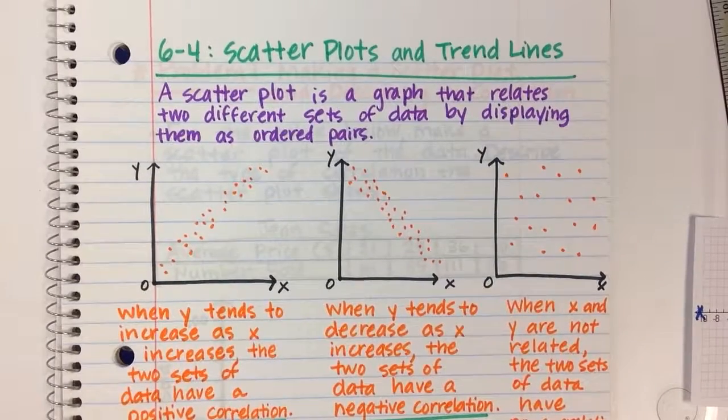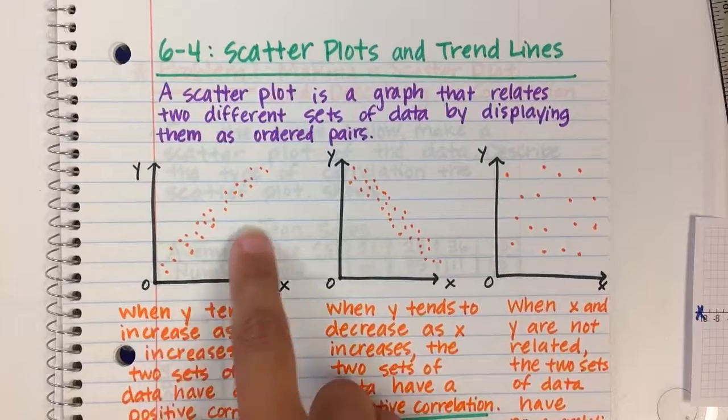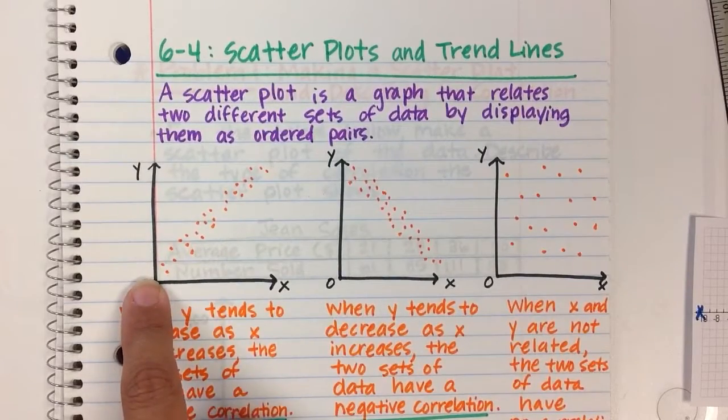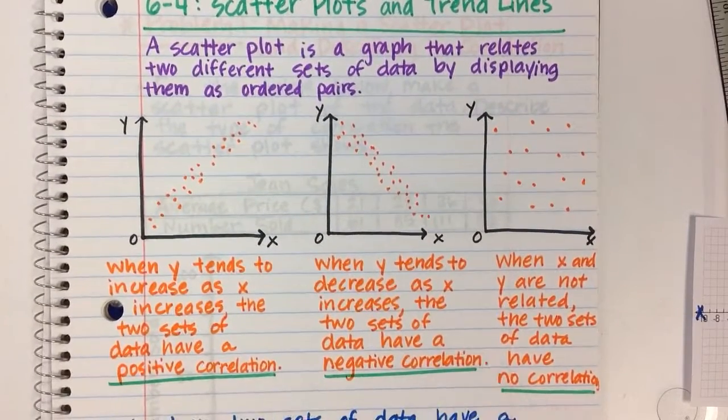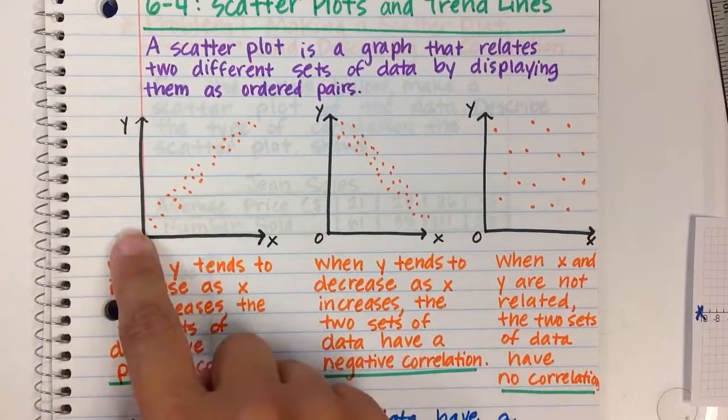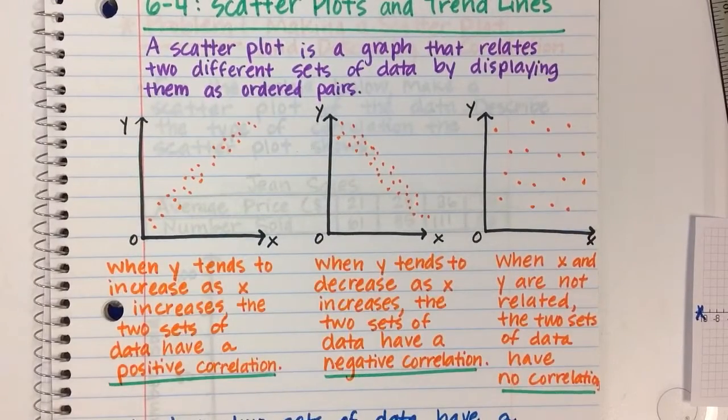All right, lesson 6.4 is scatter plots and trend lines. A scatter plot is just a graph that relates two different sets of data by displaying them as ordered pairs. And when you have ordered pairs that are graphed and they start at the bottom left and go to the upper right, even though they're not in one straight line, that shows us that y is tending to increase as x increases, and the two sets of data have a positive correlation. So when it goes up like this, just like slope, that's a positive slope, so this is a positive correlation.